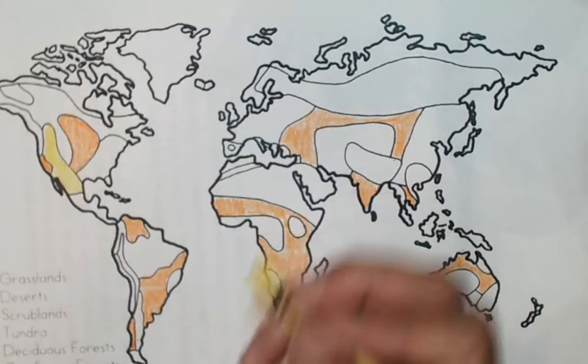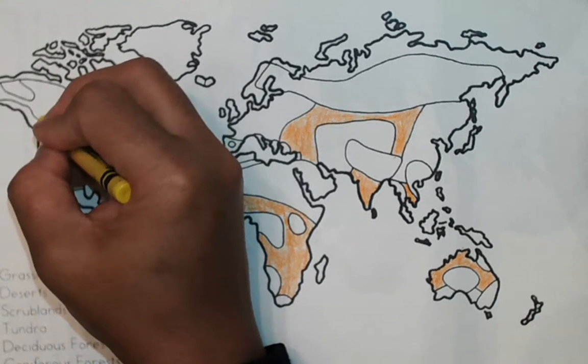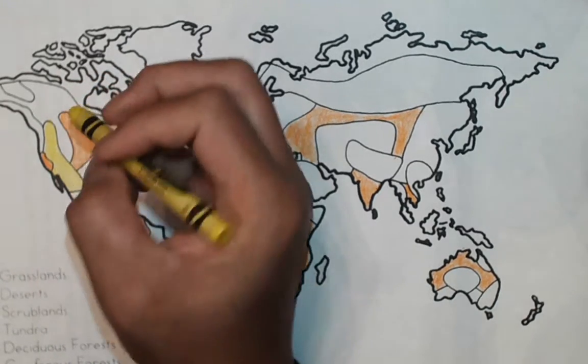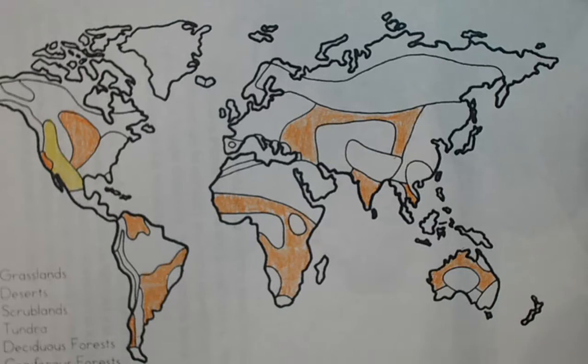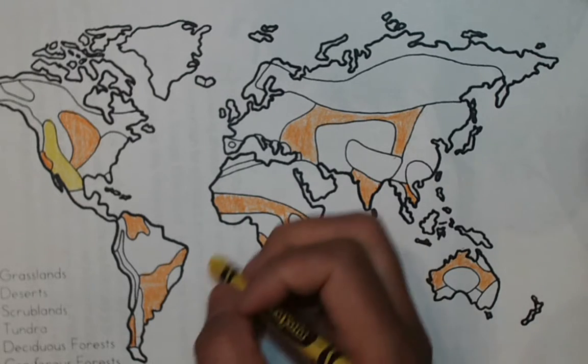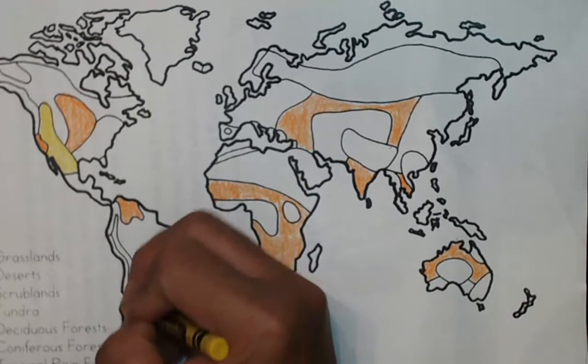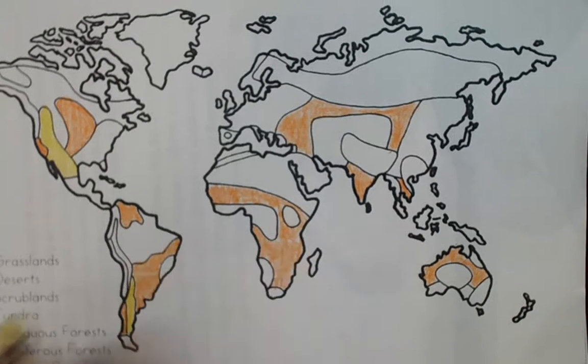Right next to the grassland in California, we have this area that's all yellow. And for those of you who have visited places like Arizona or Nevada, that is pretty much desert land right there. And then down here in South America, we have another area of desert right between the two grasslands.